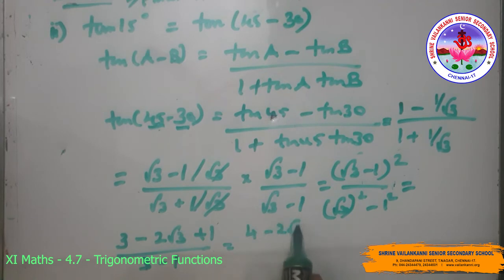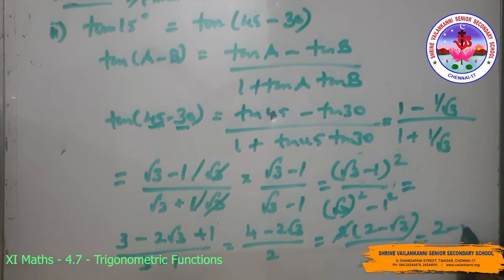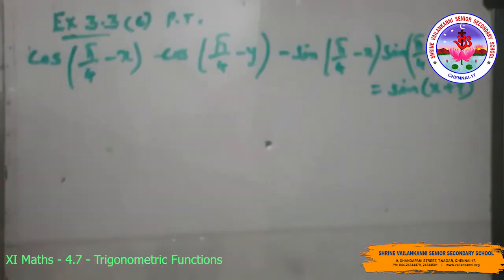4 minus 2 root 3 by 3 minus 1 is 2. So taking 2 common, we get 2 minus root 3 by 2. Cancelling this, we get 2 minus root 3. So tan 15 degree is 2 minus root 3.